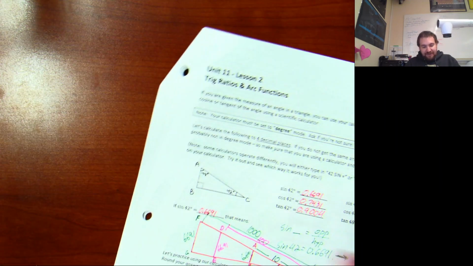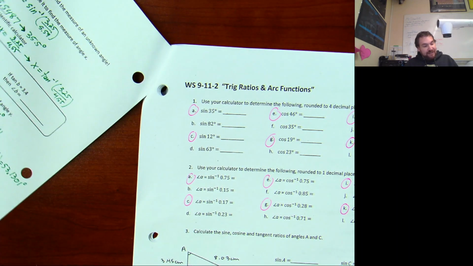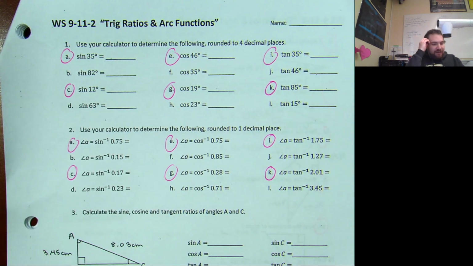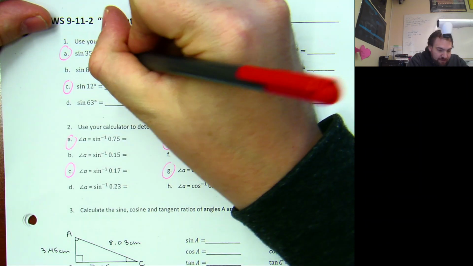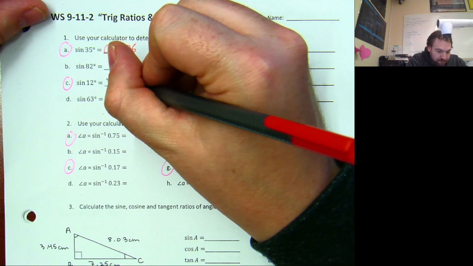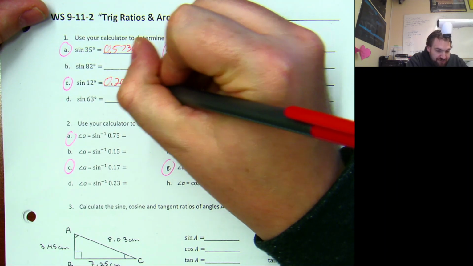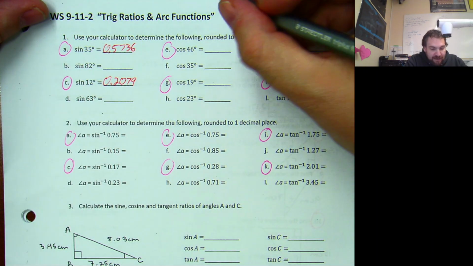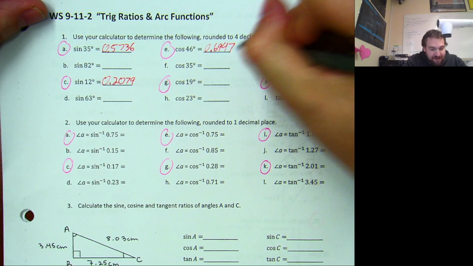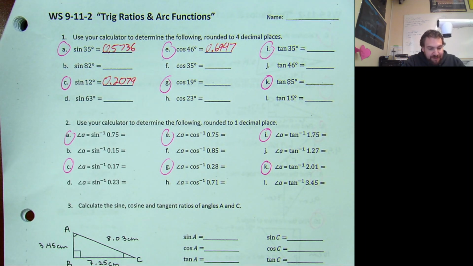Flip the page several times until you get to this one. I want to take values from you guys so I don't have to punch all these into my calculator. Sine 35 is what? Give it to me to 4 decimal places. 5736. Give me C. 2079. E. 6947. Cos of 46. Okay.